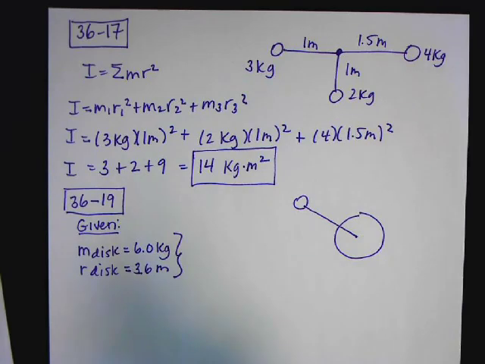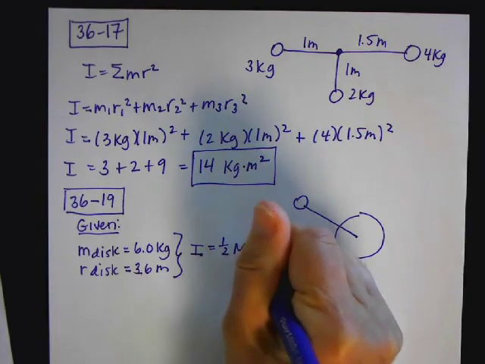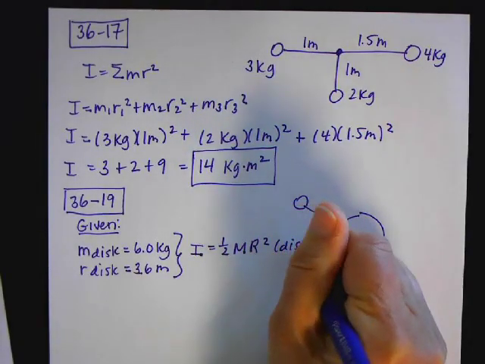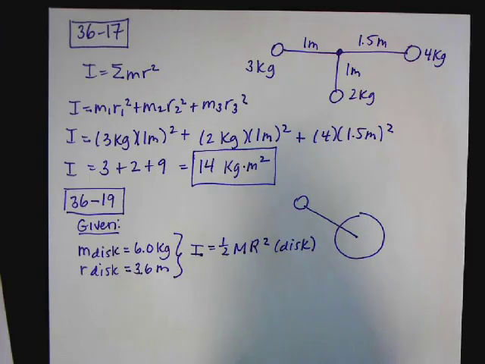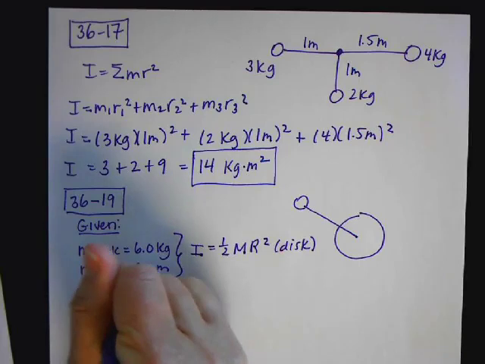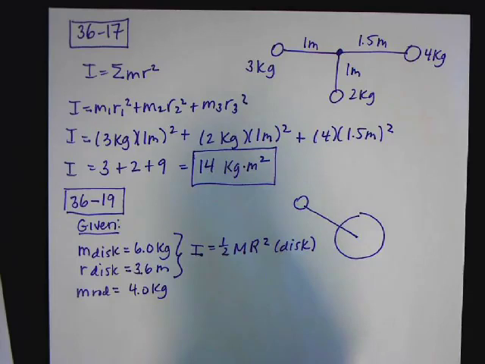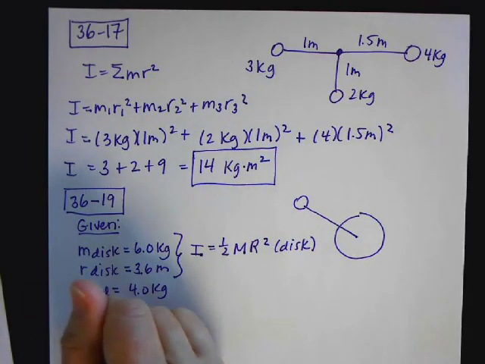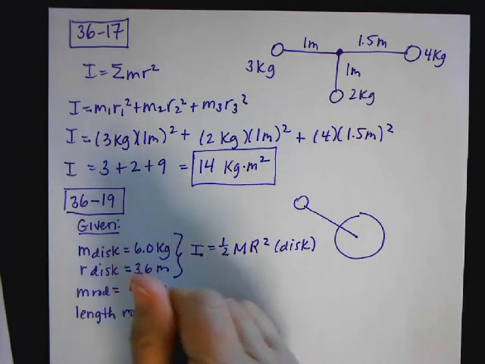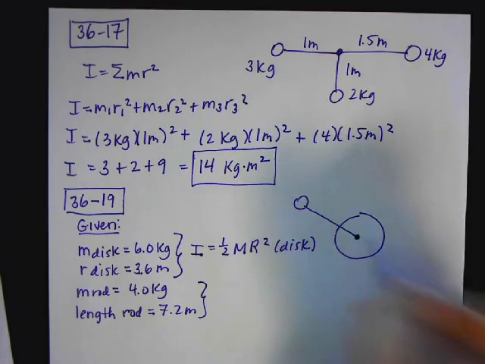Now I would look in my notes or my book or something else and say, well, what is the moment of inertia of a disc? For a disc, the moment of inertia, I, is 1/2 mr squared. So that's for a disc. Then it says the rod has a mass of 4 kilograms, so the mass of the rod is 4 kilograms, and the length of the rod is 7.2 meters. So the length of the rod is 7.2 meters.